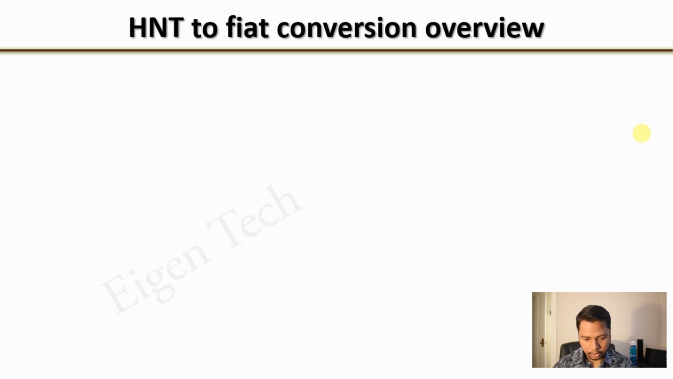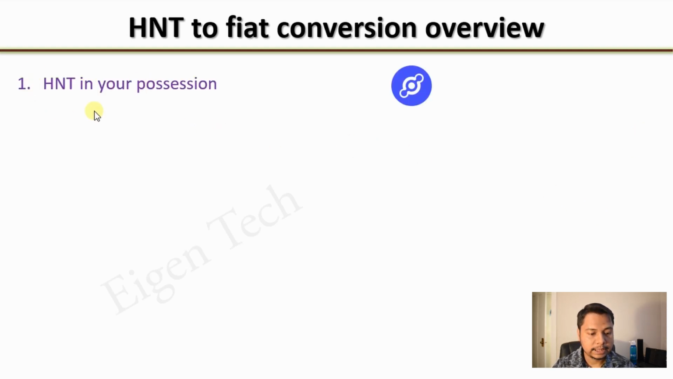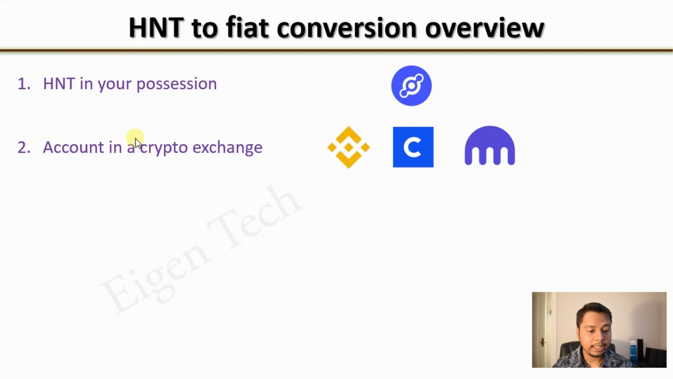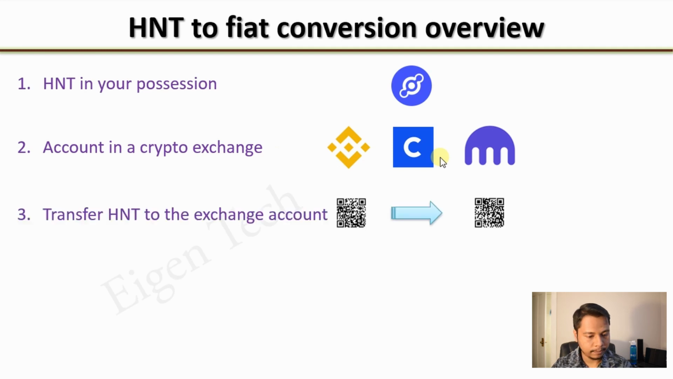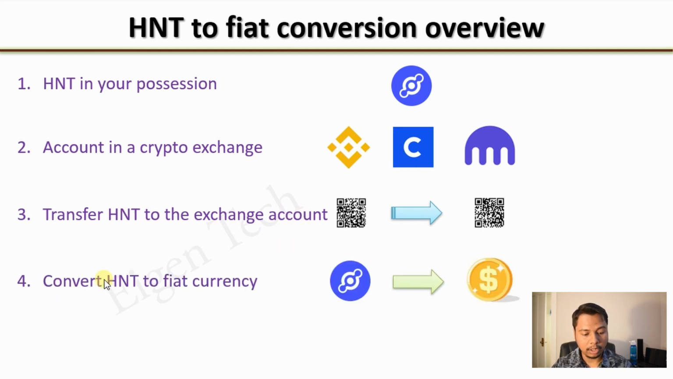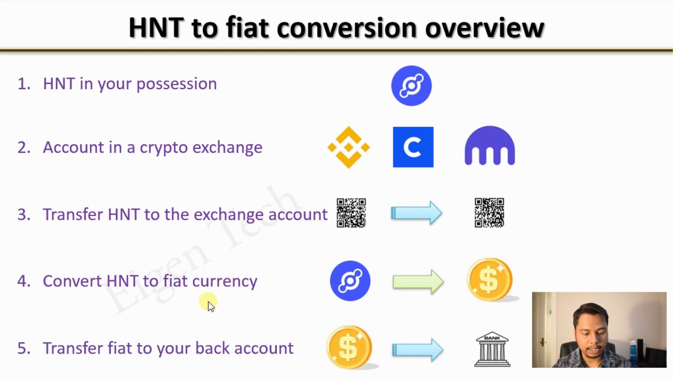Alright, first I will give you an overview of the steps involved in this process, then take you through all the steps in detail with demonstration. So here is the overview. First you need to have some HNT in your possession. Then you have to create an account in some crypto exchange like Binance, Coinbase or Kraken. Then you have to transfer HNT from your wallet to the exchange account. The next step will be to convert HNT to some fiat currency like dollar or euro. And the final step is to transfer that fiat currency from the exchange account to your bank account.